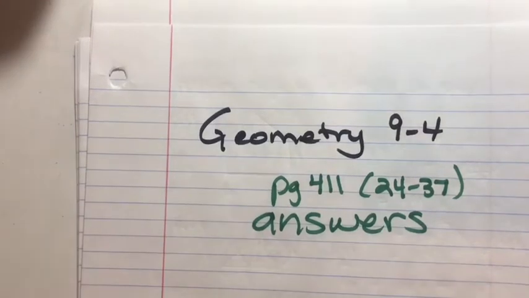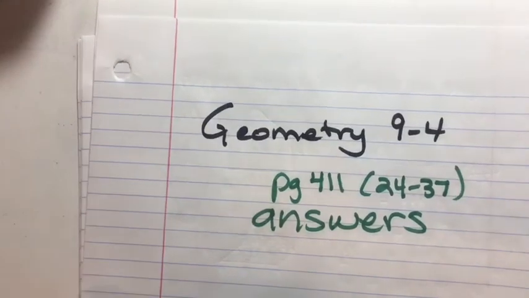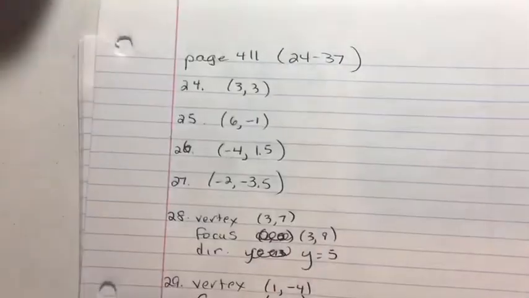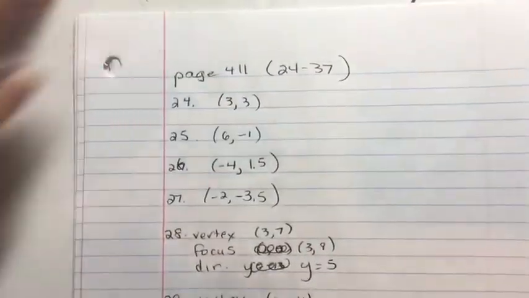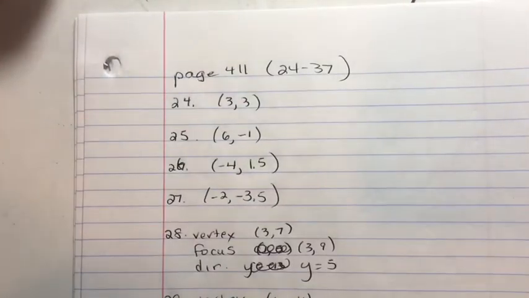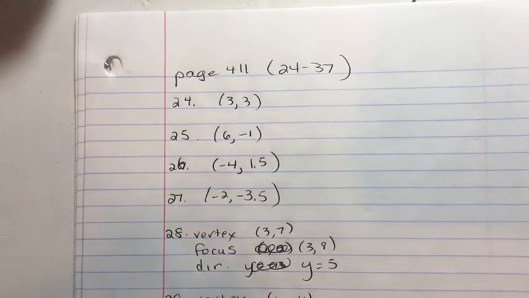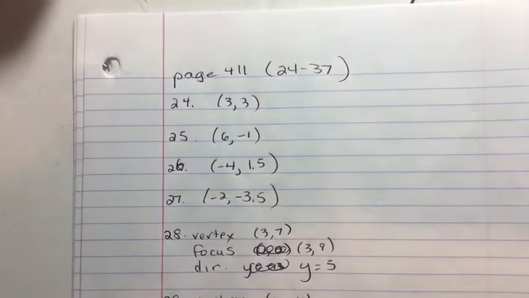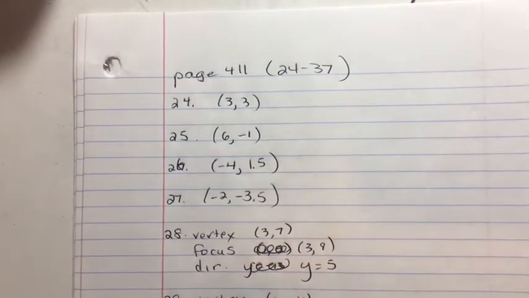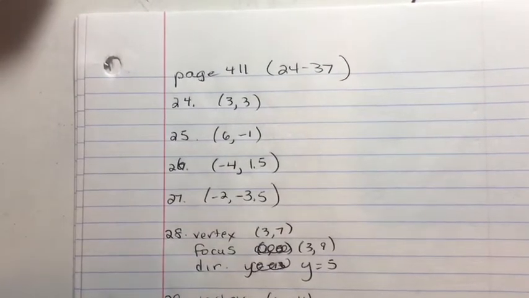Okay, if you are watching this video, you have now completed the homework and are ready to check your answers. Number 24, the vertex was 3, 3. 25, 6, -1. 26, -4, 1.5. 27, -2, -3.5. The next group, you had to find the vertex, focus, and directrix.